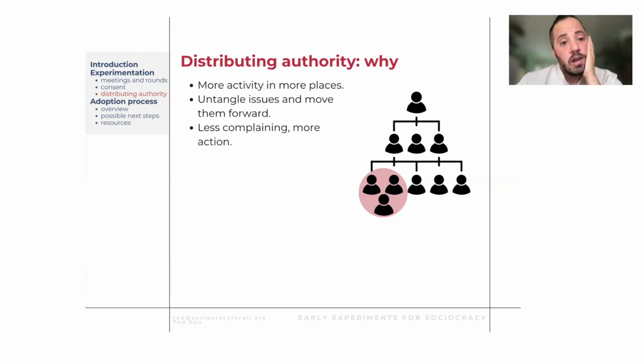And ideally, that means that more things are getting decided, which means more things are moving forward. Ideally, that also means people who typically complain about a thing can now take action because we've empowered them to do something. So that makes a lot of sense.